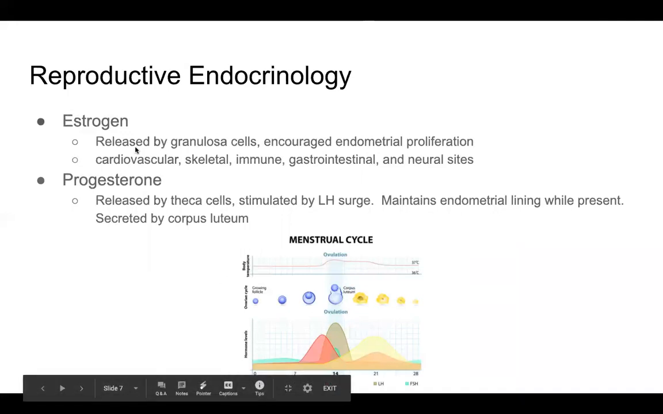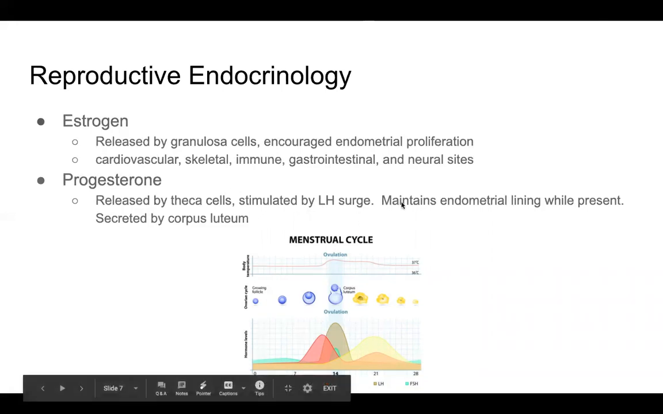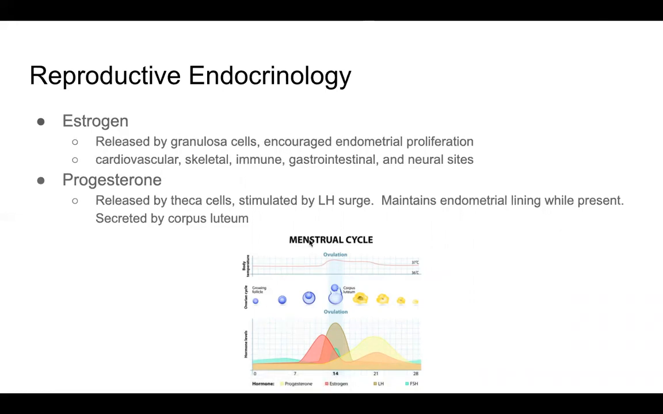So you have estrogen released by granulosa cells in the ovary, which encourages endometrial proliferation, but it also has receptors in the cardiovascular, skeletal, immune system, GI, and neural sites. So it's not just a reproductive hormone, as I'm sure you all know. And then you have progesterone released by the theca cells, stimulated by the LH surge, which can be seen down here. I'll go over that in a second. It maintains the endometrial lining while present. It's also secreted by the corpus luteum.